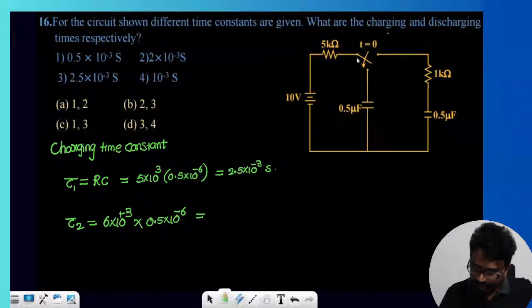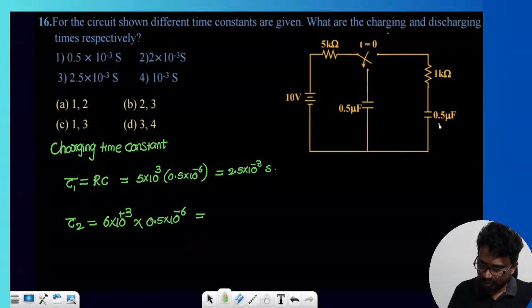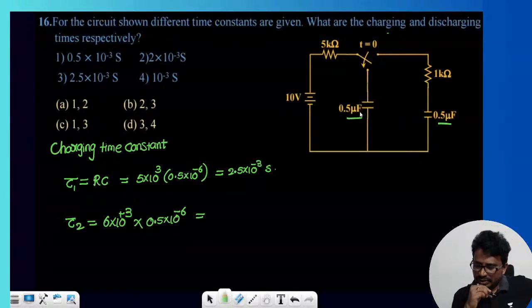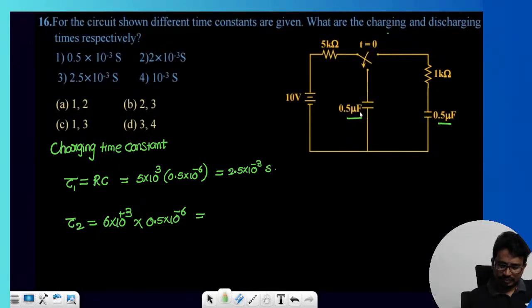Switch positions, right, we have taken. When the switch is here, this is a path. When the switch is here, then the path will be shifted, right? So both two capacitors are given. So here, what should be now here? Both we are getting at charging only, na, isn't it? Both are charging only.